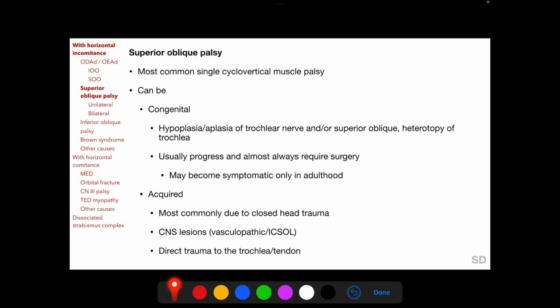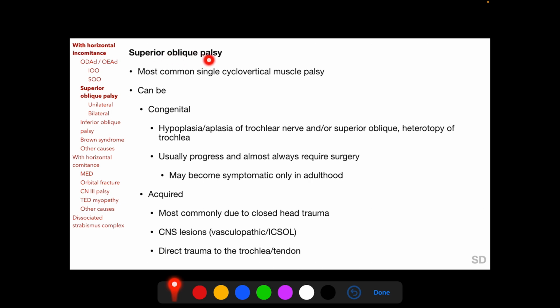After discussing the overactions of the oblique muscles, we now come to palsies of the oblique muscles. Superior oblique palsy is the most common single cyclovertical muscle palsy, because it is the only one among the four cyclovertical muscles of each eye to be supplied by a cranial nerve, the fourth cranial nerve, which in turn innervates only one extraocular muscle. Four patterns of superior oblique palsy: unilateral superior oblique palsy, bilateral superior oblique palsy, masked bilateral superior oblique palsy, and congenital superior oblique palsy, are important to differentiate from one another.